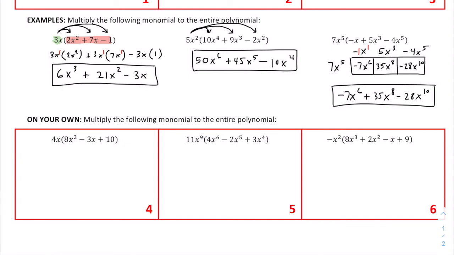All right, so you should be able to do these 3, and when you're done with all these, make sure you enter your answers in Schoology.